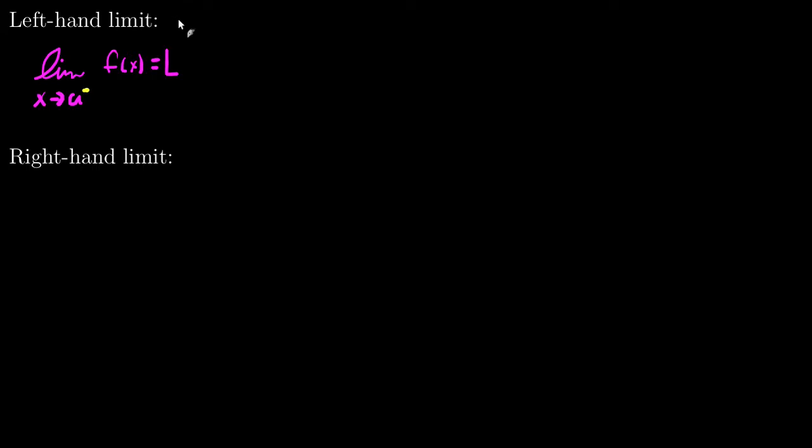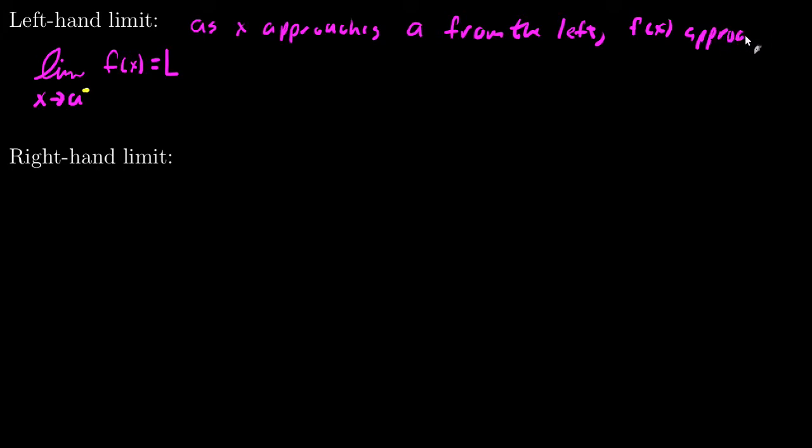And what this means, in the working definition sense, is as x approaches a from the left, f of x approaches L. I can also use an epsilon delta method for this. If I'm approaching a from the left, I only take a delta step to the left. I don't take the delta step to both sides.